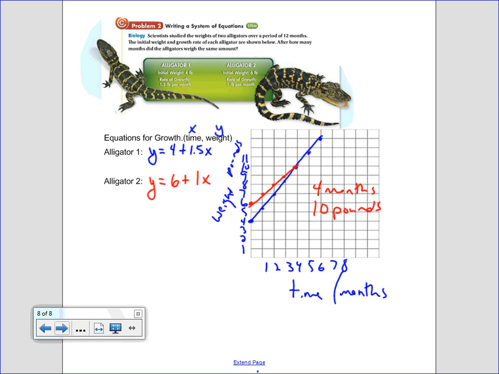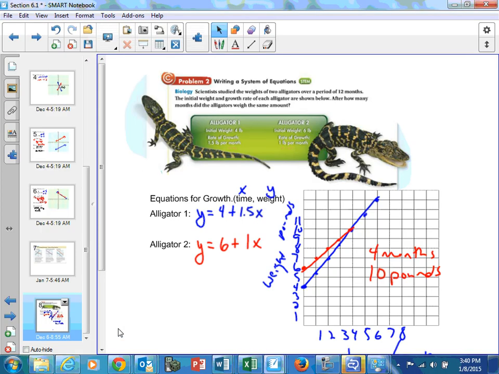Okay, so hopefully we can see how we can use graphing to solve systems and how we can apply them to some story problems. So that is a wrap.